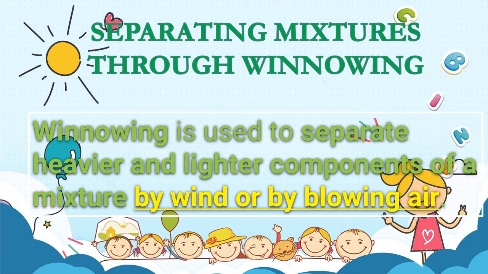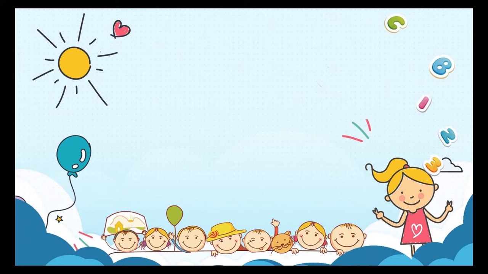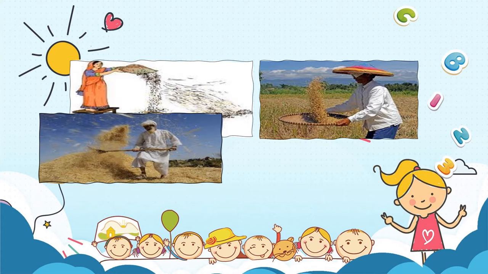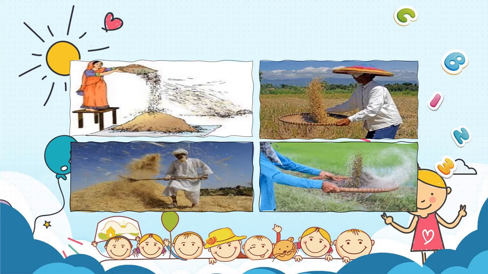Separating mixtures through winnowing. Winnowing is used to separate heavier and lighter components of a mixture by wind or by blowing air. Here are some examples of separating mixtures through winnowing.